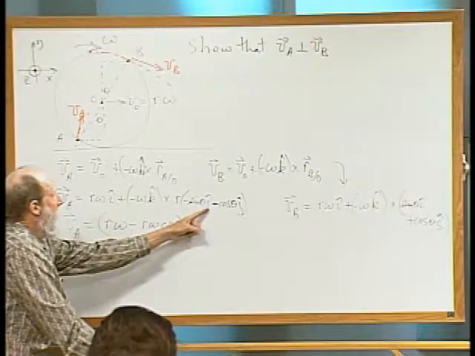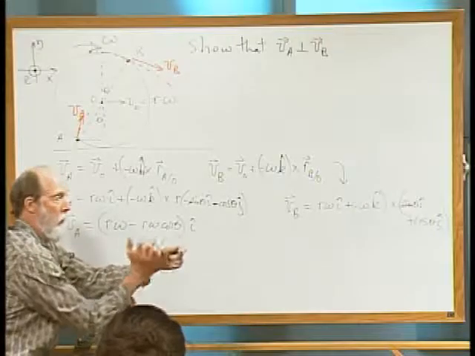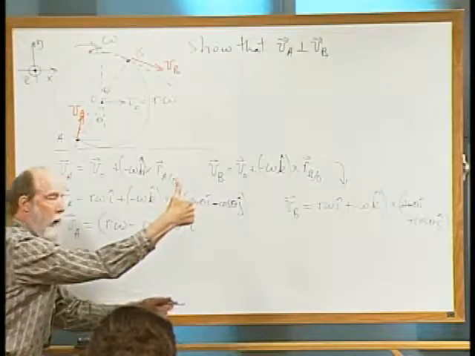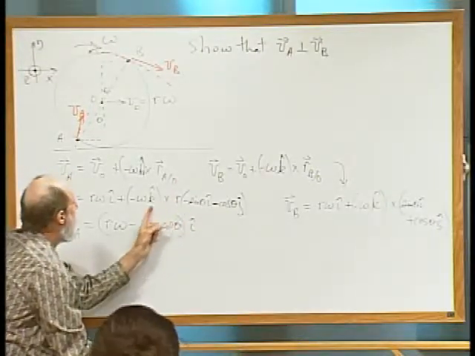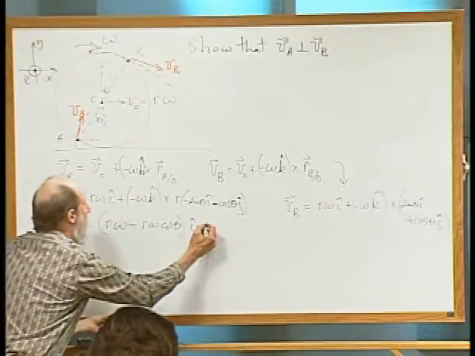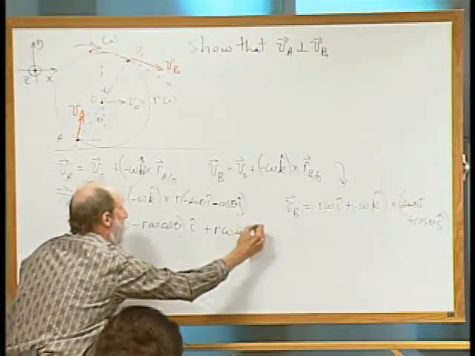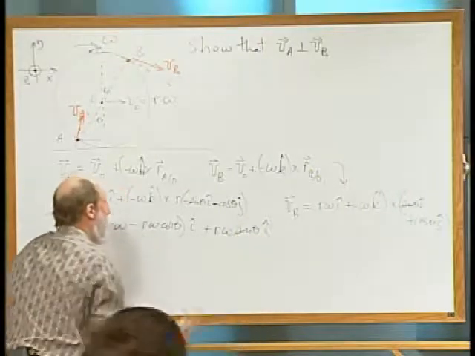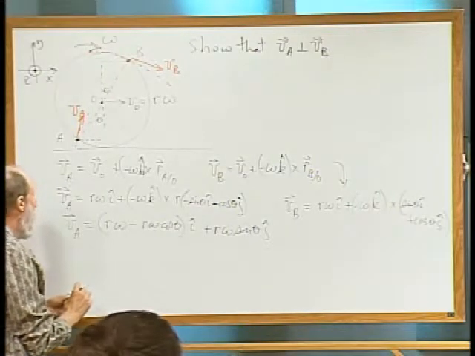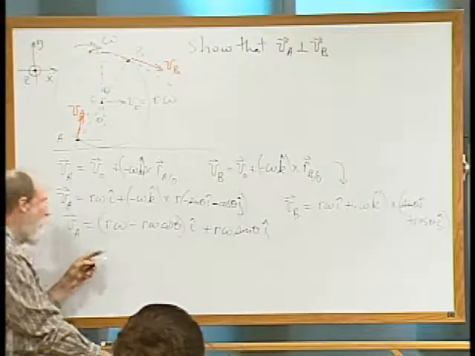K cross i: k is coming out of the board towards you, and you cross that with i, and k cross i gives you j. So we're going to take k cross i, gives you j, and then a pair of negatives make it positive. So we end up with a positive r omega sine theta j term. So here's the velocity. And they wanted the speed, I believe. Is that right? Okay, they wanted the speed of this.